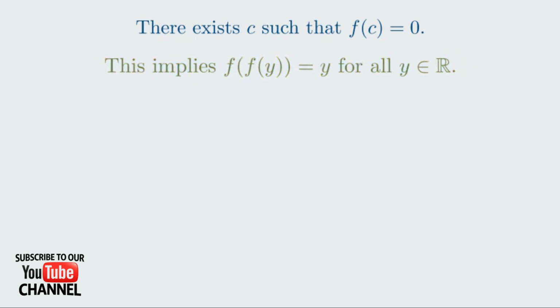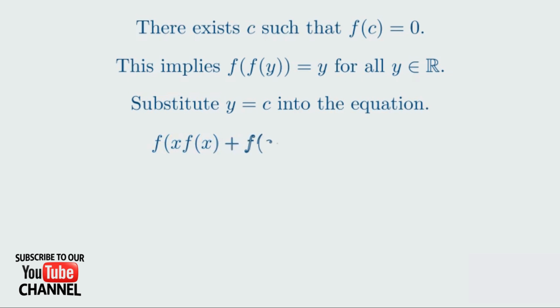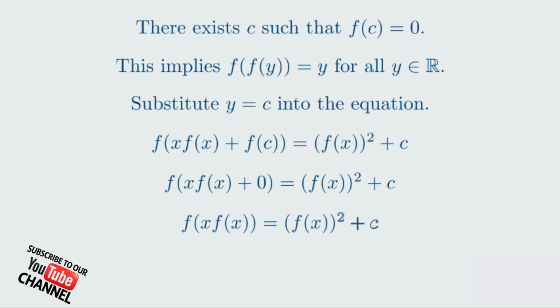Knowing this allows us to explore a second substitution. Let's substitute y equals c into the original equation. This is a strategic choice because we know f of c is 0, which will simplify parts of the equation. Plugging in f of c equals 0, we get f of the quantity x times f of x equals f of x squared plus c. This is another key relationship between f of x and x.